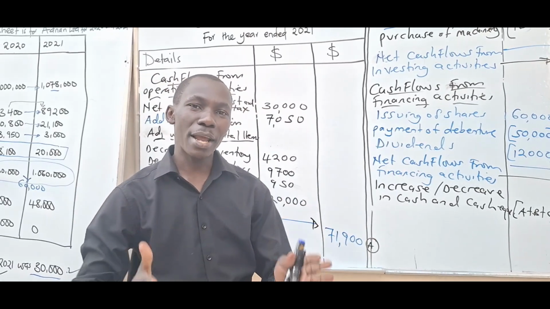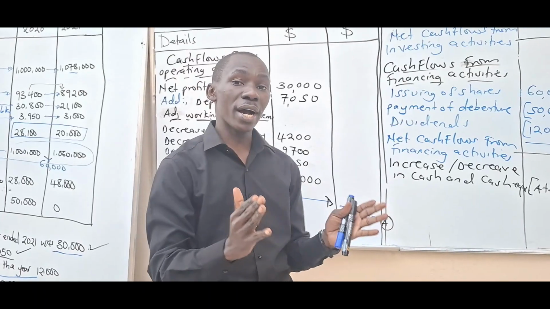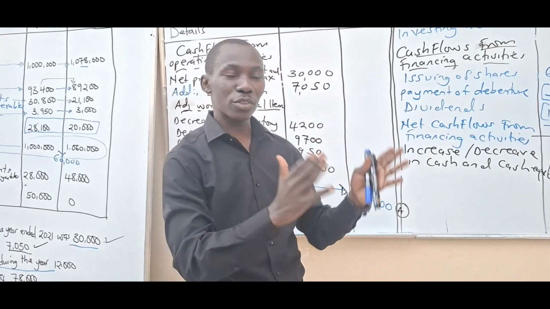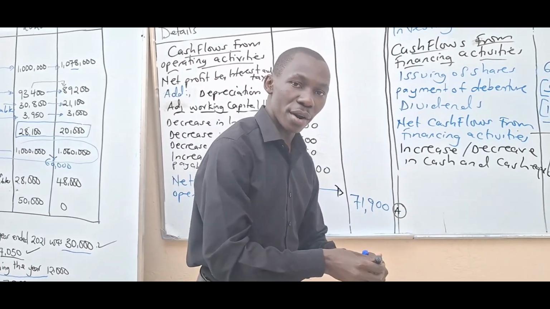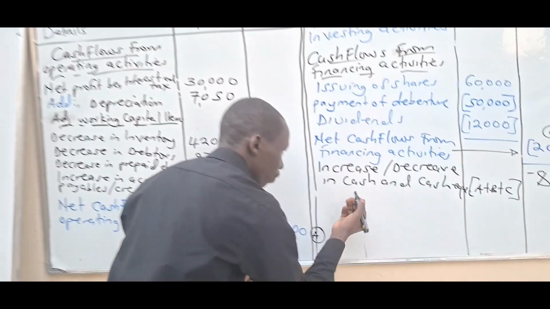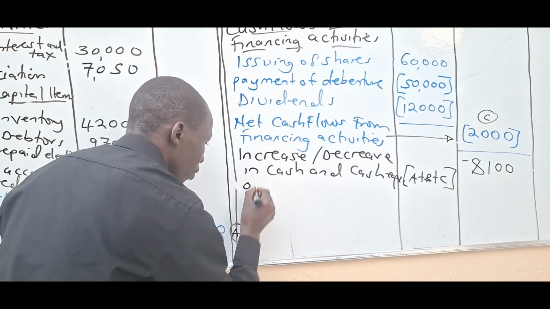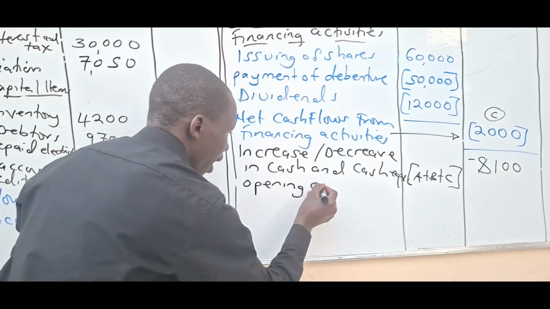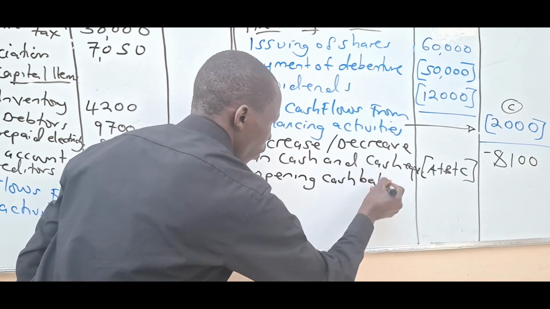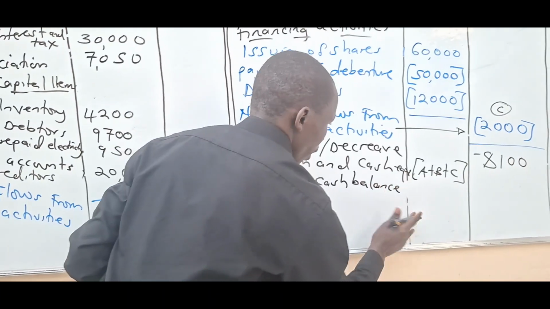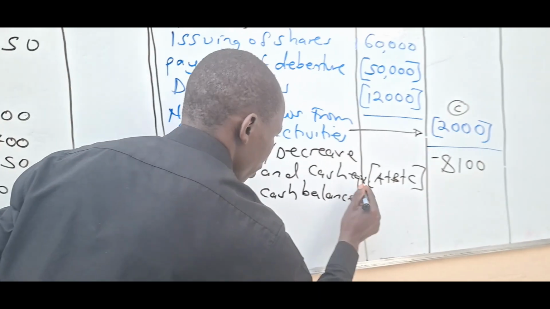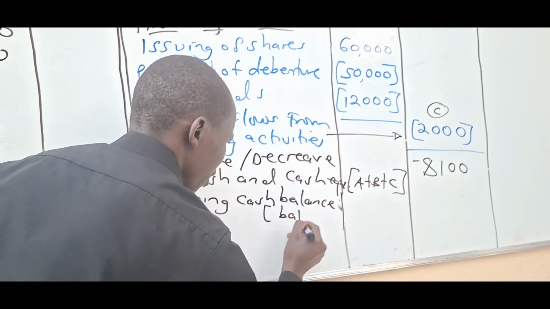There is a component I told you to leave first, and that was cash. We have cash at the beginning and cash at the end, or cash for year 1 and cash for year 2. You bring cash for year 1 as our balance brought down, or what we call opening cash balance.